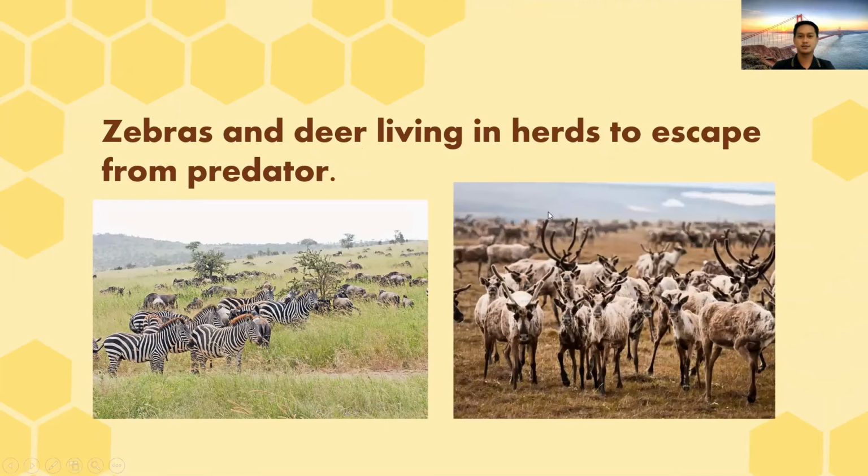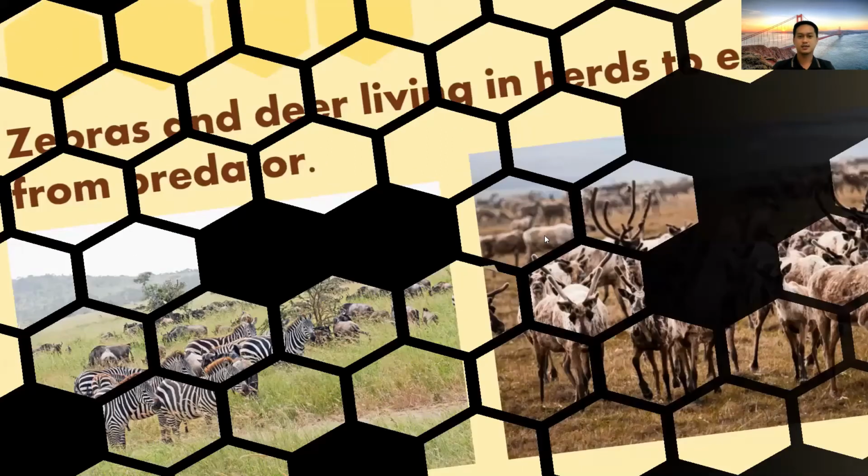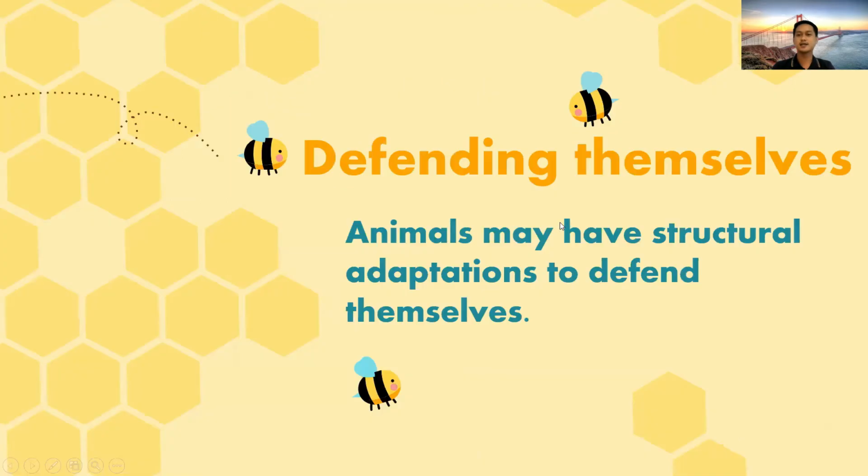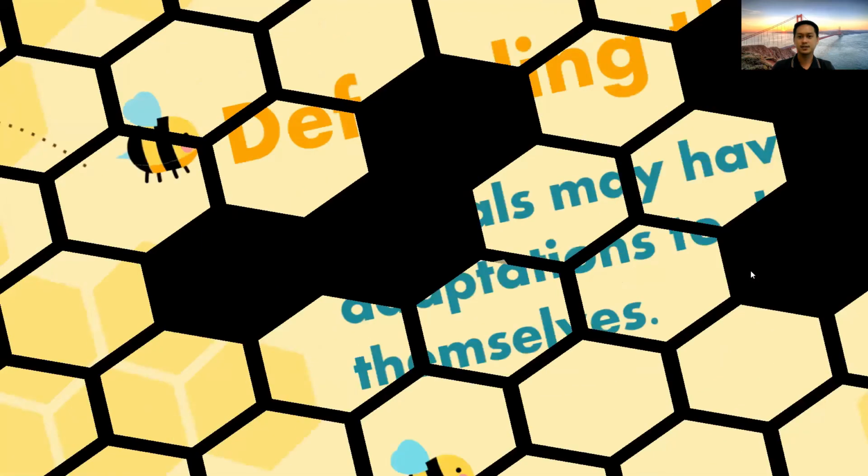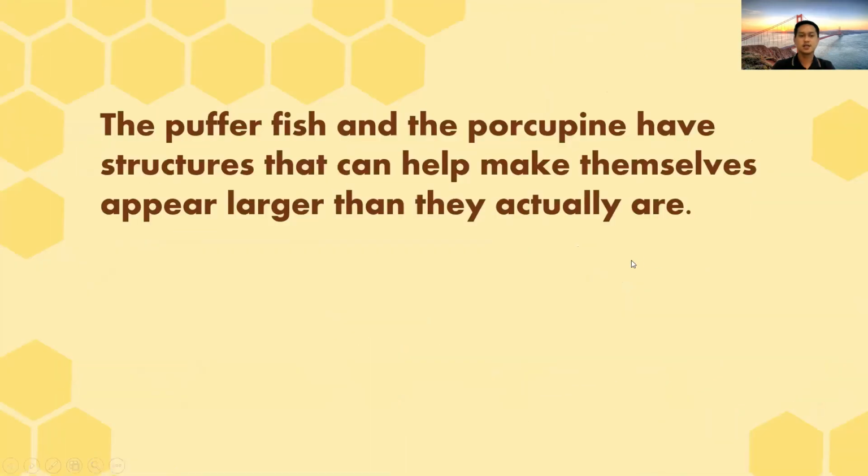If they live together or stay in a group, they have the chance to save each other if some animals attack one of them. Next is defending themselves. Animals may have structural adaptations to defend themselves. For example, the pufferfish and the porcupine have structures that help make themselves appear larger than they actually are.